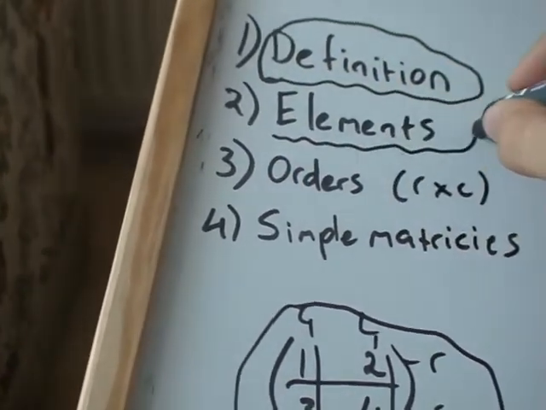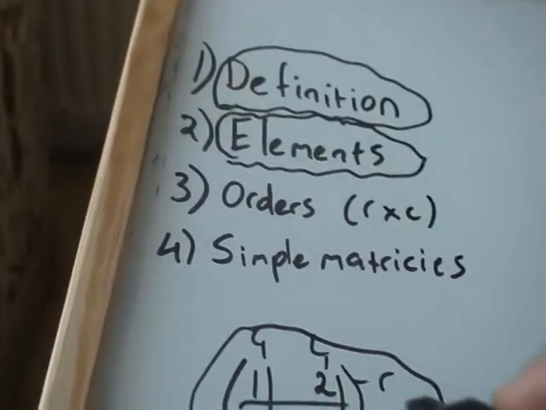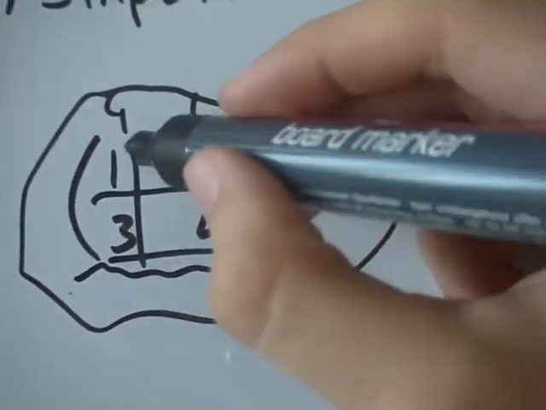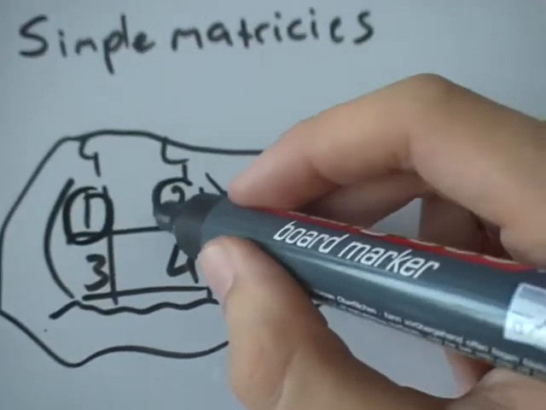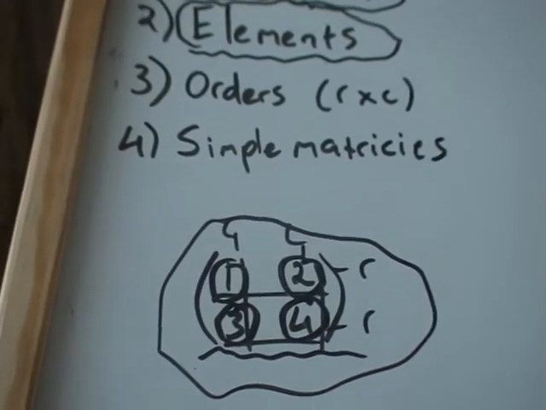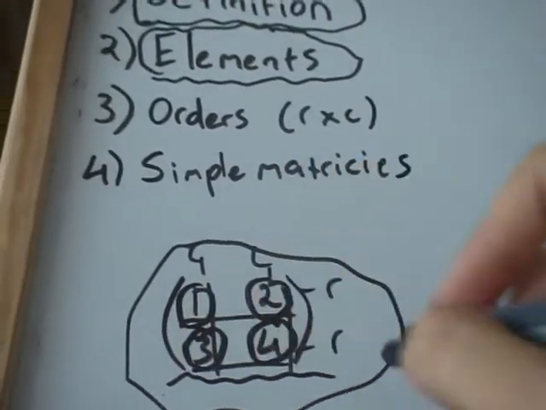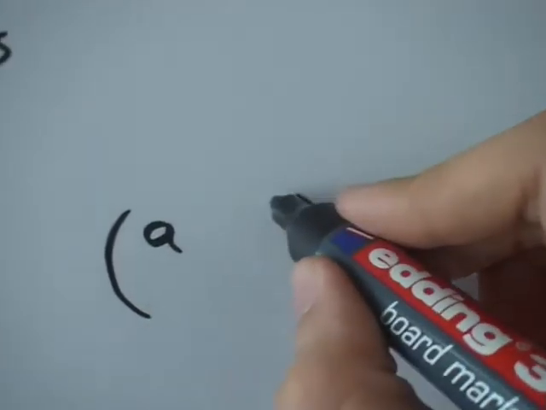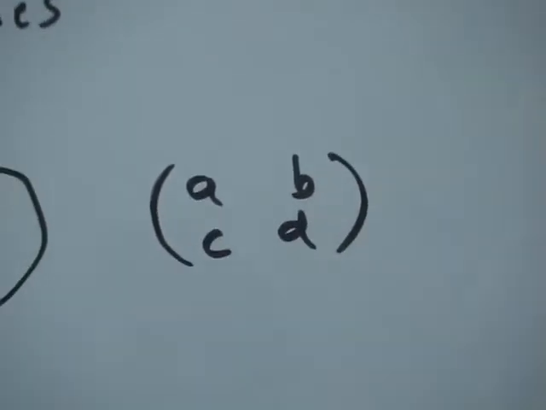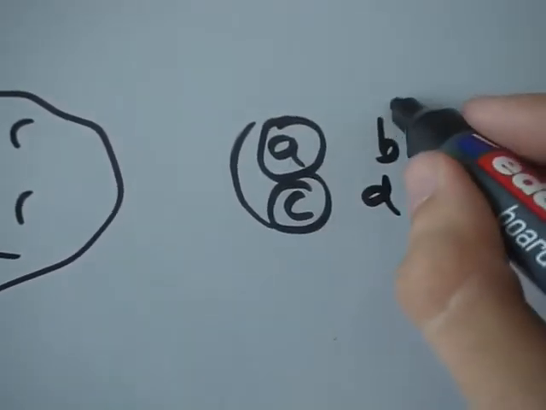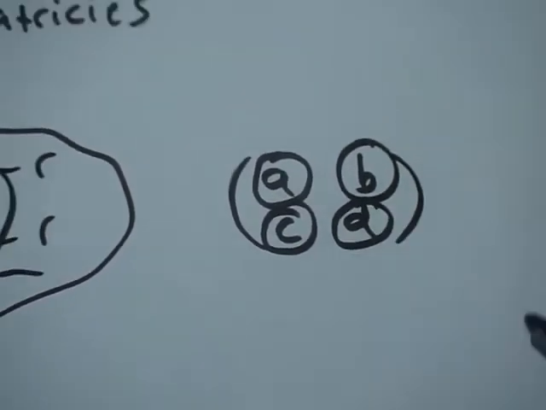Right now we have to concentrate on elements. Elements are these things inside. Very simple. 1 is an element, 2 is an element, 3 is an element, 4 is an element. These are the singular separate components that make up the matrix. These are the numbers inside. Or if you have a matrix like this, they are the letters. But they can be anything, really. But those are the elements.